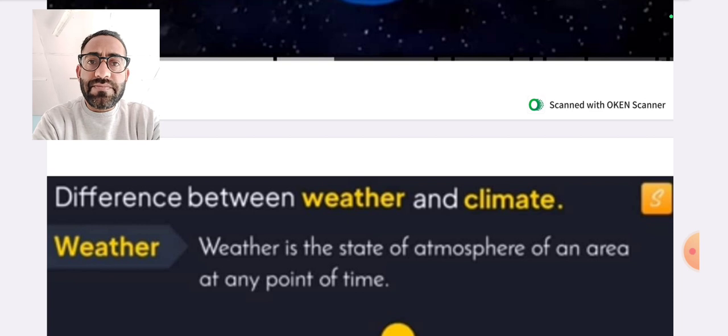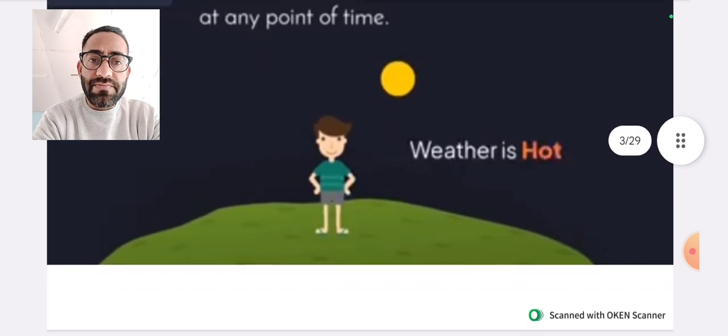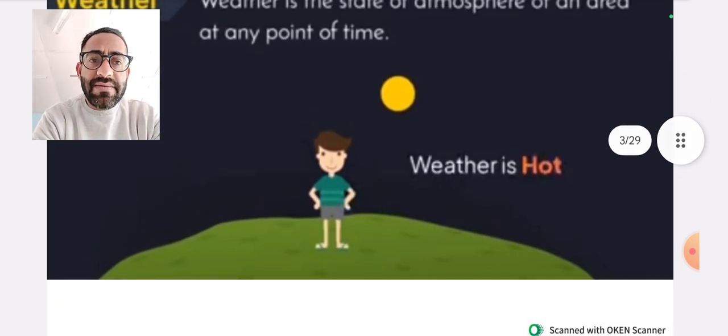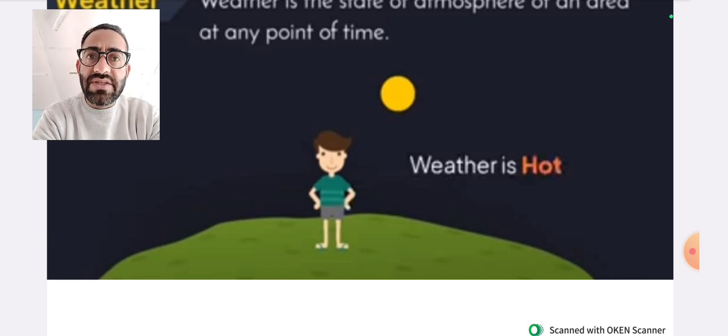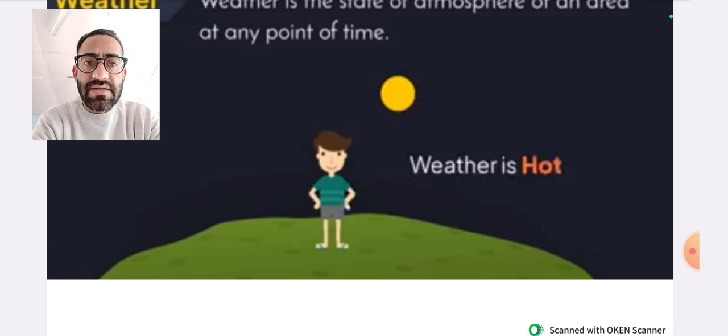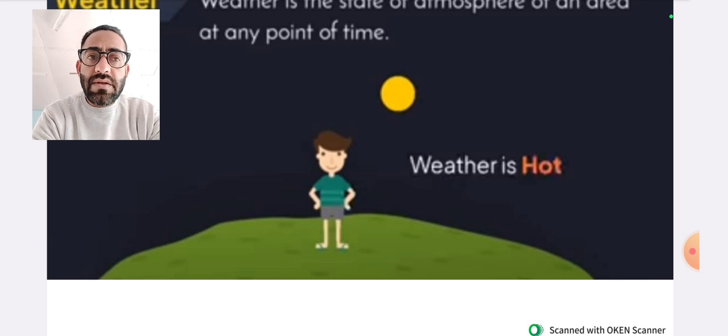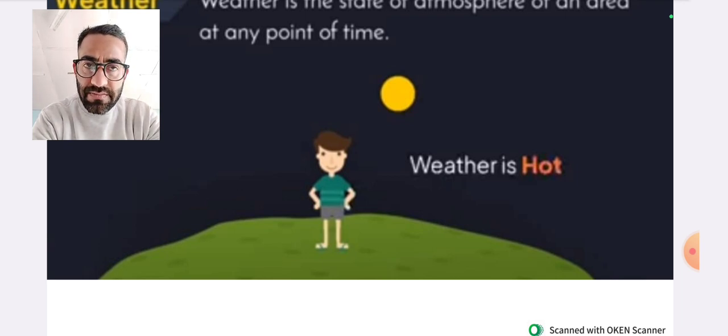Let me explain the concept of weather through this example. A boy is standing here and the boy receives sunshine. The sun shines very brightly, and he just receives heat. By receiving the heat, the boy's body is sweating. Now tell me, do we call it weather is hot or climate is hot? We were discussing weather, so generally we call it weather is hot.